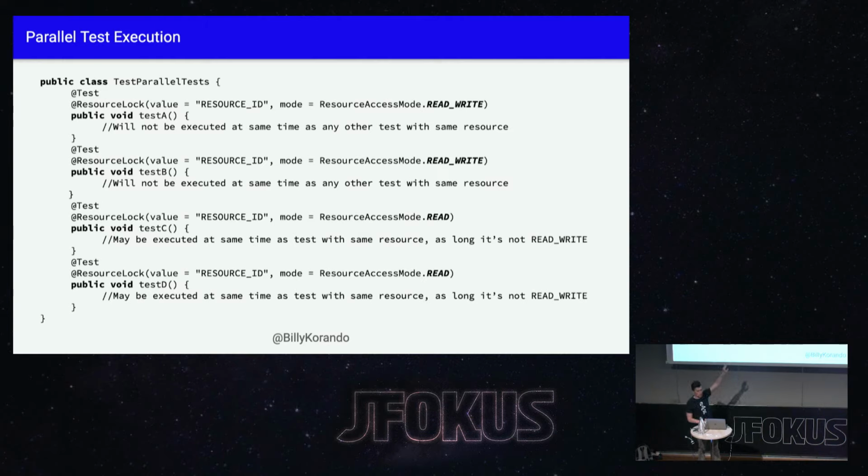So that value is just, again, an arbitrary string, but then you also have the mode of read-write. So those first 2 tests, because they're read-write, they will never be executed at the same time because you could be manipulating underlying state. These bottom 2 tests, because they're both read, they could be executed at the same time, but they won't be executed at the same time as the read-write methods, because again, this could be changing the underlying state, but there's no guarantee in the order. So these read tests could be executed either before or after the read-write test.